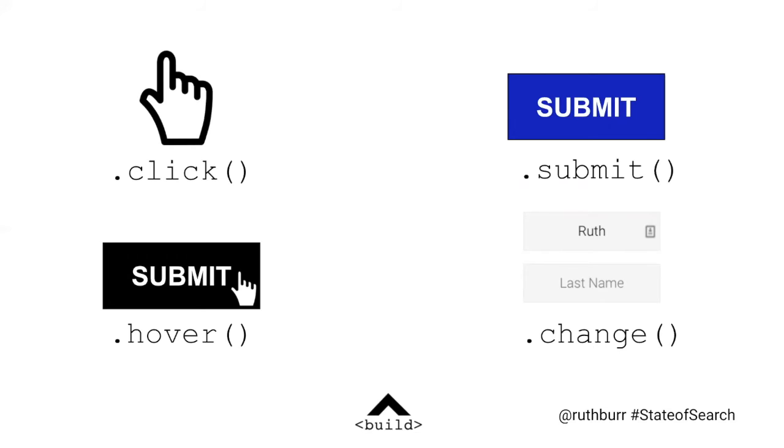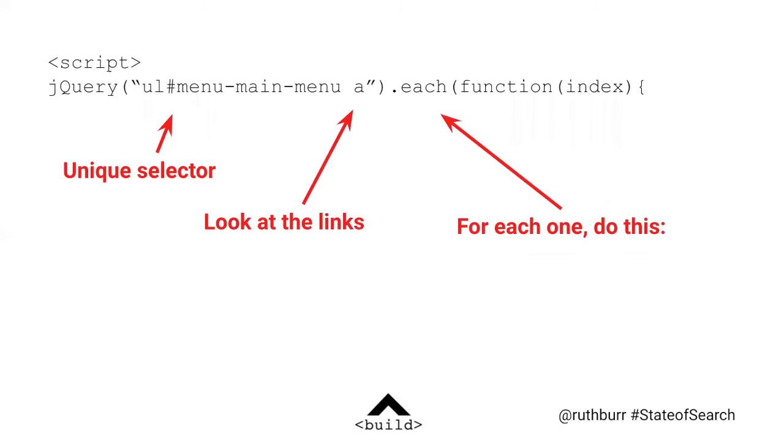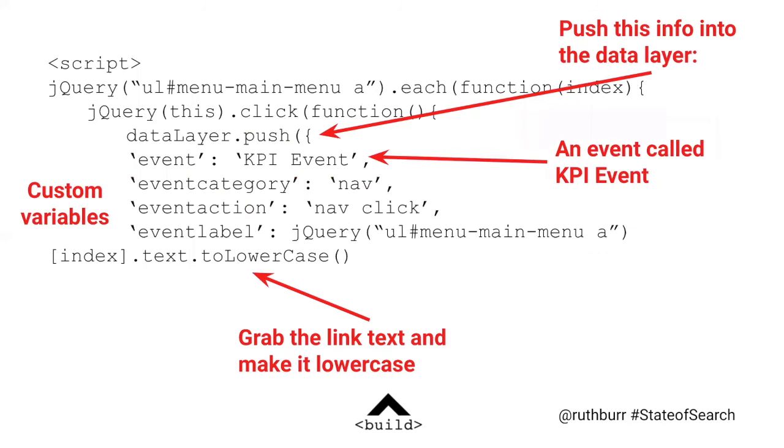And the way that historically I've been using this that isn't really as valuable anymore, but we're going to talk about it today, is tracking clicks, so tracking the click stream. So here's an example. I start out my script. I say, okay, let's look at the main menu. And for each of the links in that menu, when someone clicks on it, we're going to push a KPI event into the data layer. We've got our custom variables for category, action, and label. Some of those have static values.